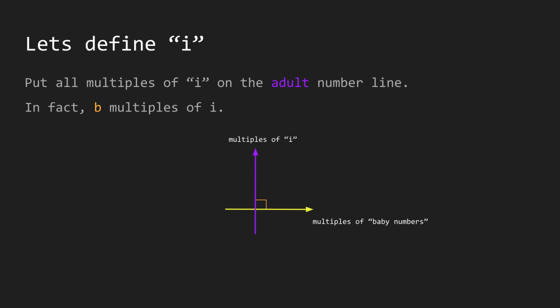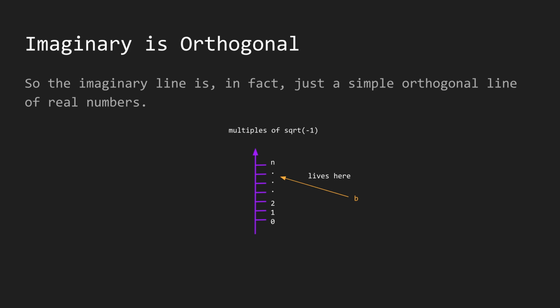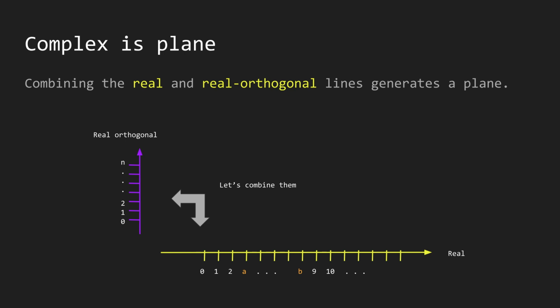We can put all multiples of I on this orthogonal line, specifically B multiples of I. The imaginary line is simply an orthogonal line of real numbers, representing multiples of the square root of minus 1. The number B lives here. Combining the real and the real orthogonal lines creates a plane. This is the complex plane.